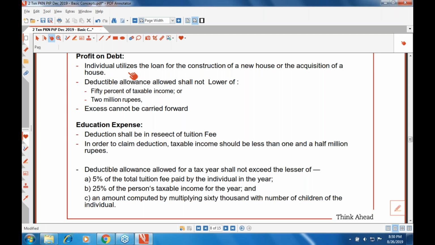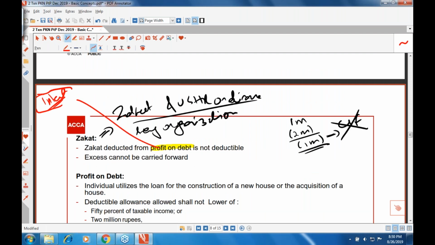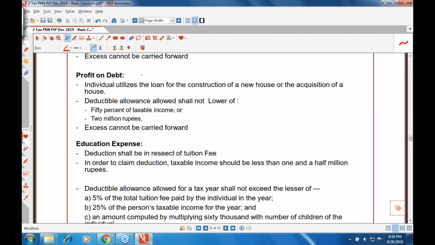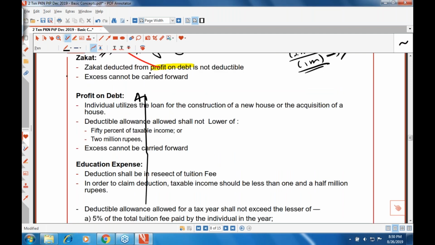This deduction is only applicable in case you obtain a loan from approved institutions. So in case you obtain a loan from an approved institution, then this deduction is applicable. Like those which are allowed to lend the money, if you obtain money from them, then you are allowed to claim the deduction. Otherwise, you're not allowed to claim the deduction. So that's an important thing, number one.